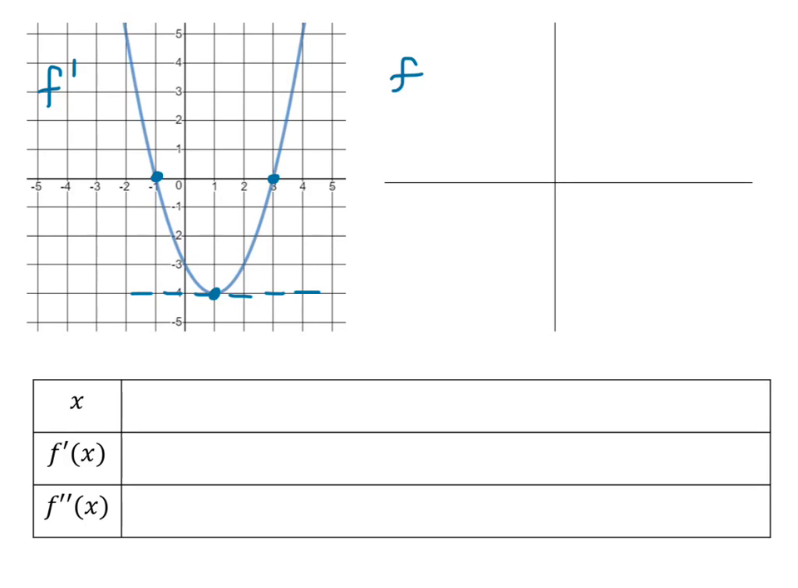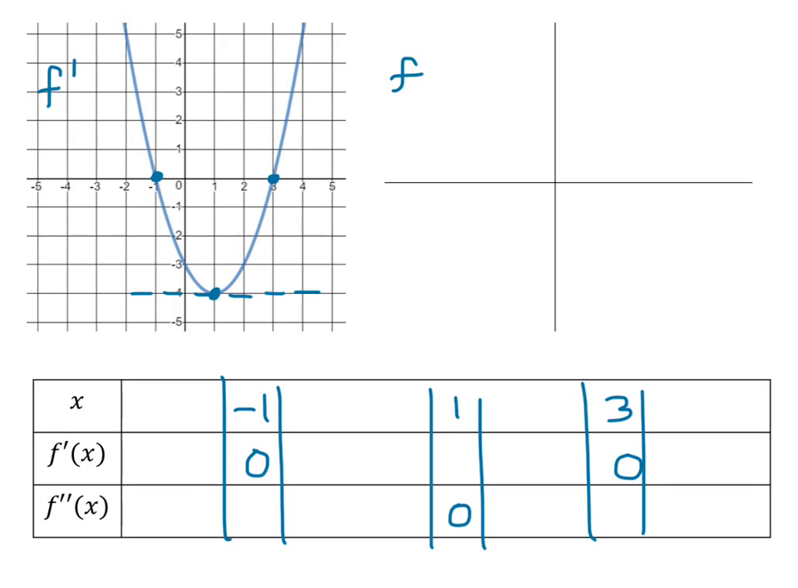There are our critical x values we need: -1, 1, and 3. The information provided us was that f prime was 0 when x was -1 and 3, and f double prime was 0 when x was 1.